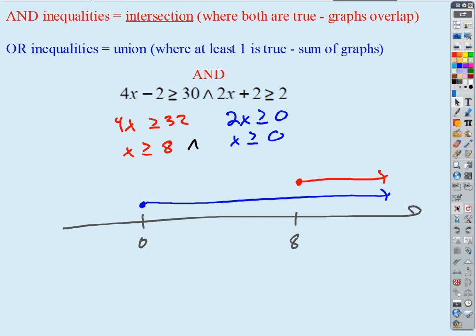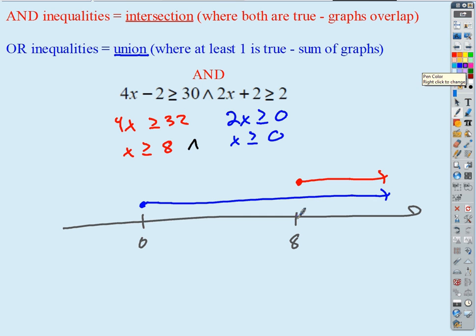I'm going to show you something here. Let's make sure we understand exactly what we're talking about when we say and or. Okay, an and statement, an and inequality is an intersection. It's where both inequalities have to be true at the same time. The solution is where both are true or it doesn't work, right? So in terms of a graph, that's going to be where the graphs overlap. Only where they overlap. So where do these graphs overlap? In other words, what parts would be both red and blue? 8 and above, right?